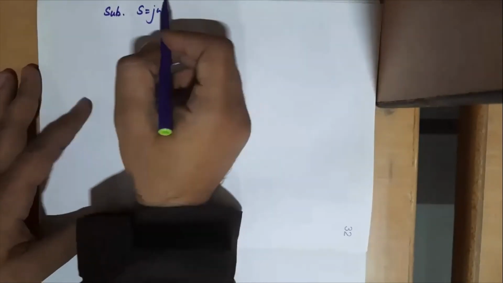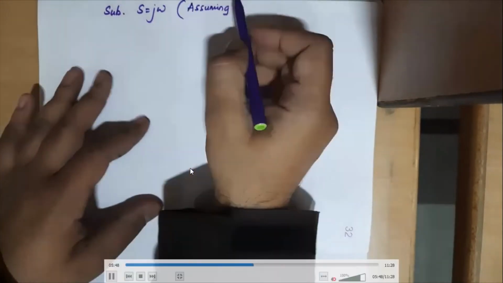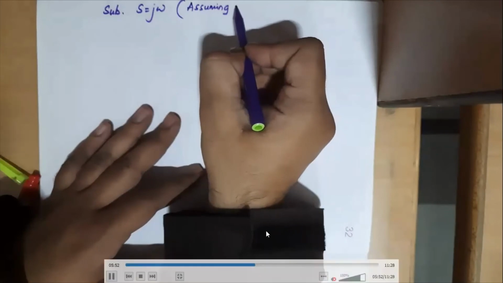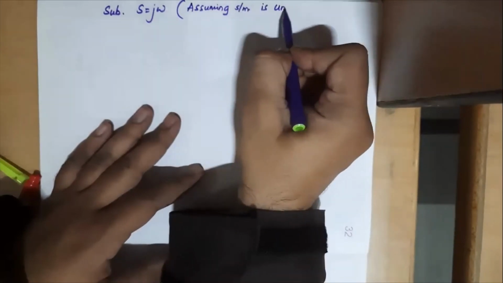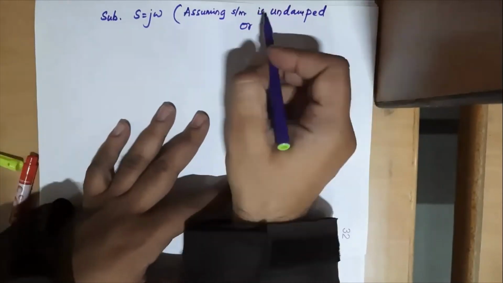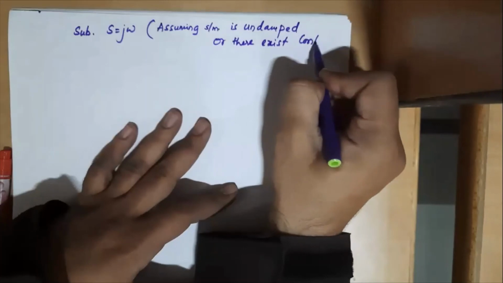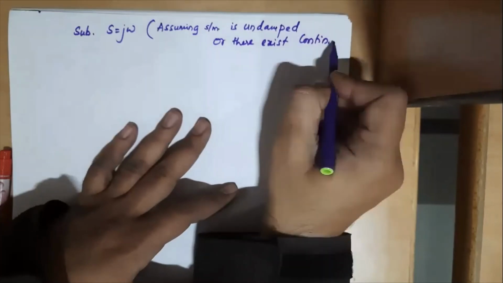How to separate out magnitude and phase angle is to substitute s equal to j omega. Many textbooks suggest substituting s equal to j omega, but rarely has any textbook explained why we need to substitute s equal to j omega while separating magnitude and phase angle.